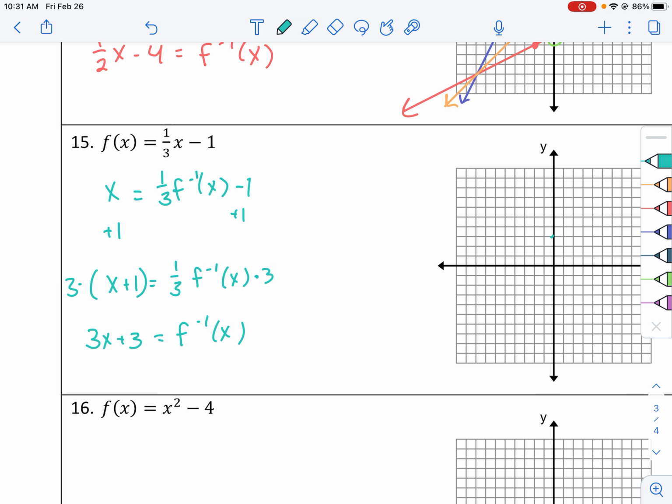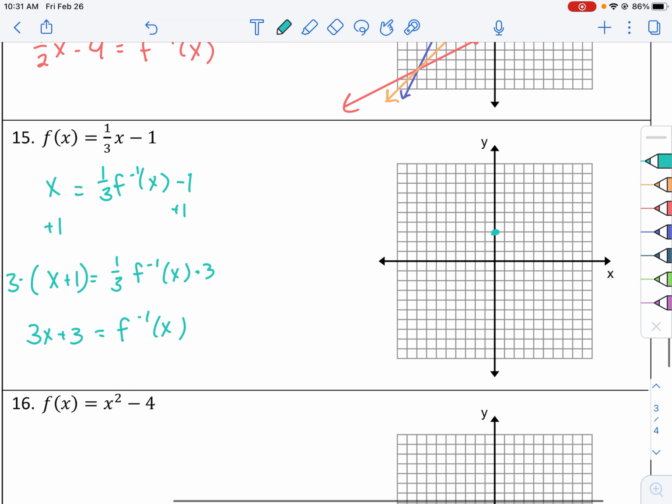So we're going positive 3. 1, 2, 3 puts us here. And then it's going up 3 to the right 1. So there's our graph. Then we're going to graph it. Looks like this. Goes up like that.